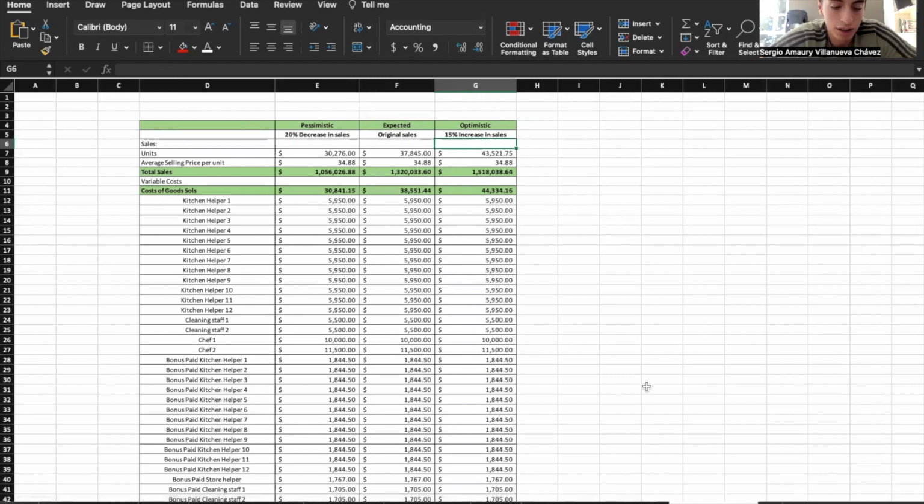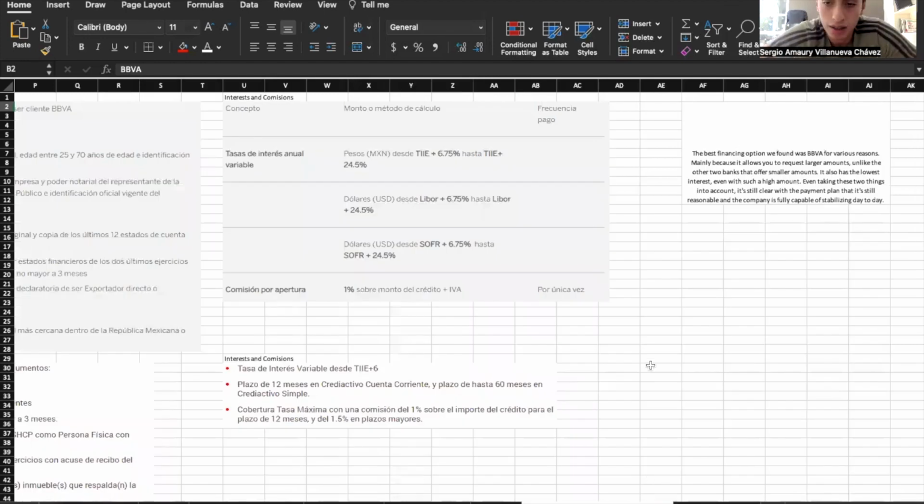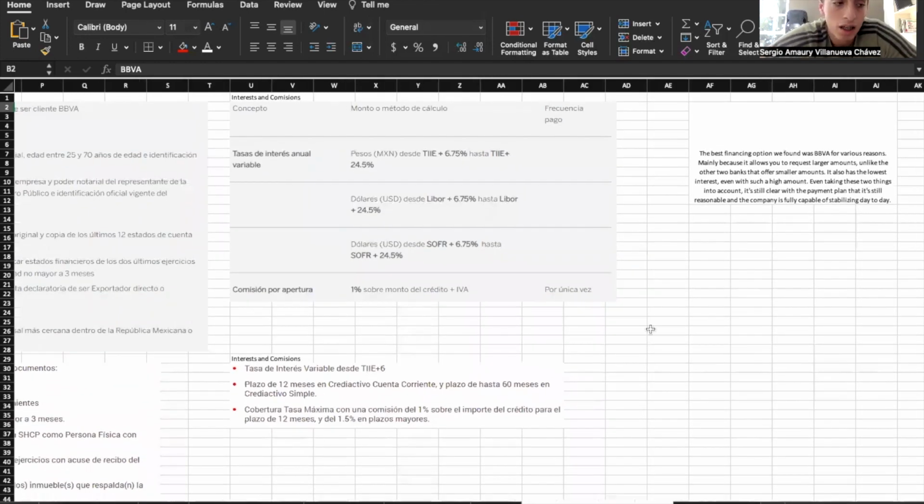And well, to conclude this, we can say that the company is not doing that bad, but they can actually take a step forward, and the investing option of BBVA can help them to do better in the future. So I think that's a decision they should take into account.